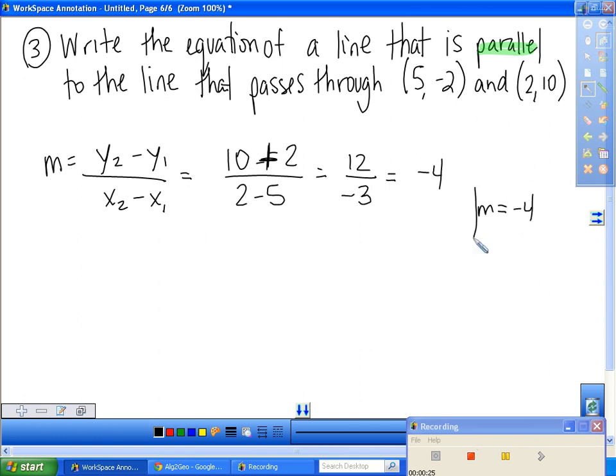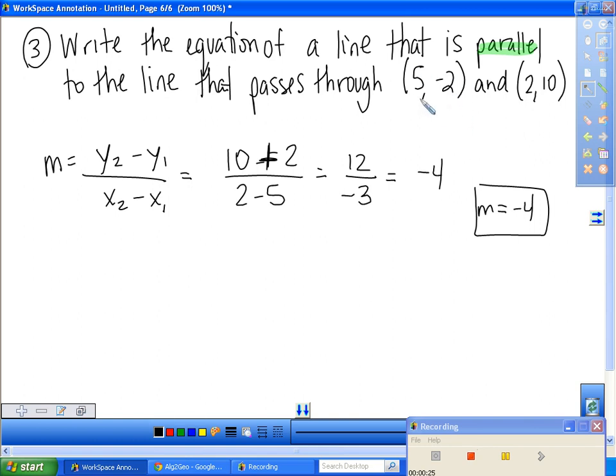And if I want to use the parallel slope, I want to use the exact same slope, so I don't need to change anything. So now I go back to the same type of problem like I had in example 1, like I had in example 2. I had a point and I had a slope. Here I have 2 points. Does it matter which point I use? No, not at all. I can pick either point.